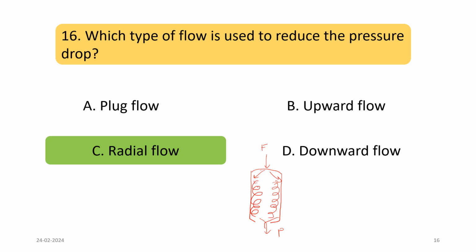So radial flow happens like this in rotational motion, and that is why it reduces the pressure drop of the bed. So that is why radial flow is used. Okay. So this is the schematic diagram of the radial flow fixed bed.